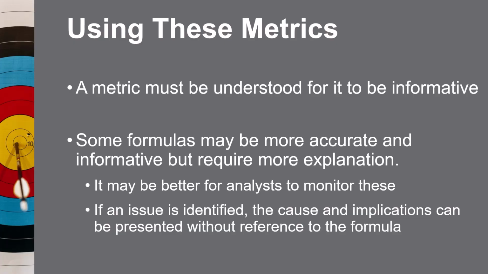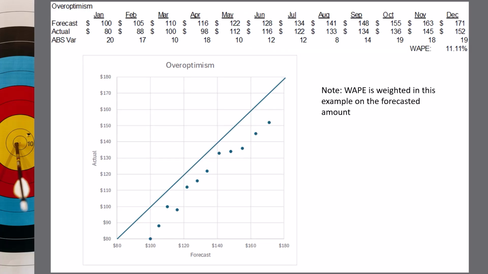If one of those formulas identifies an issue, the underlying cause and its implications can be presented without reference to a formula. We can now calculate the amount to adjust forecasts. Once we have a set of forecast and actual numbers from someone, we can use the calculations we just saw to estimate their forecast errors and biases. We might then be able to adjust future forecasts from them using those calculations.